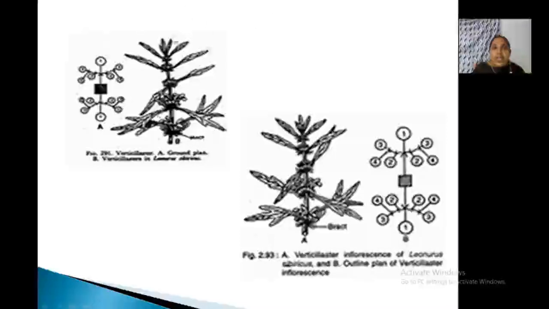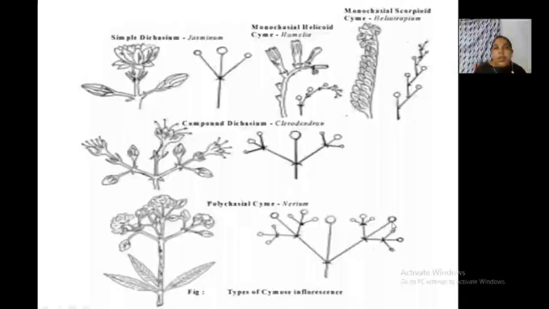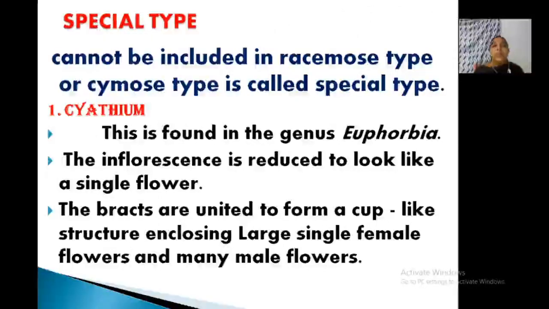Okay, now this is the example. This is the verticillaster. See, this is the axis. On both sides, what? Dicasyl cyme. An axis, on both sides, dicasyl cyme. This is the condition. This is the inflorescence. Axis, both sides, dicasyl cyme. That is verticillaster. Okay, now. These are some examples of cymose that we already discussed. No need.